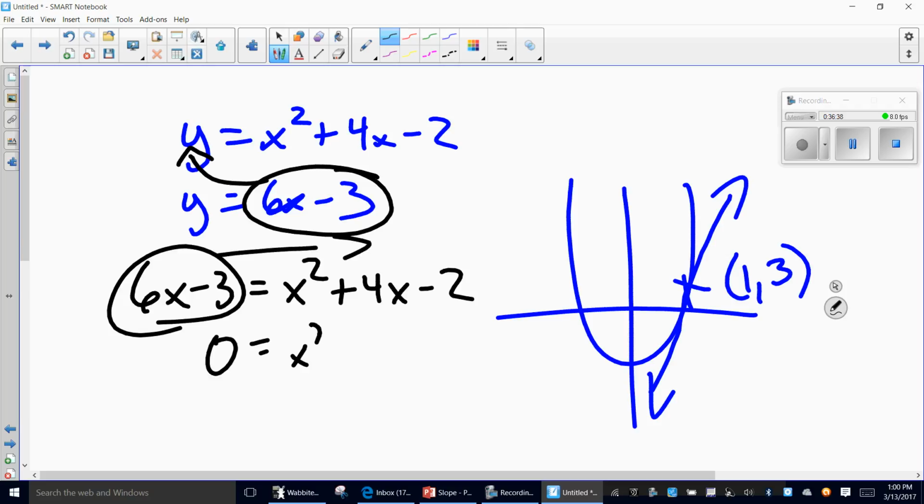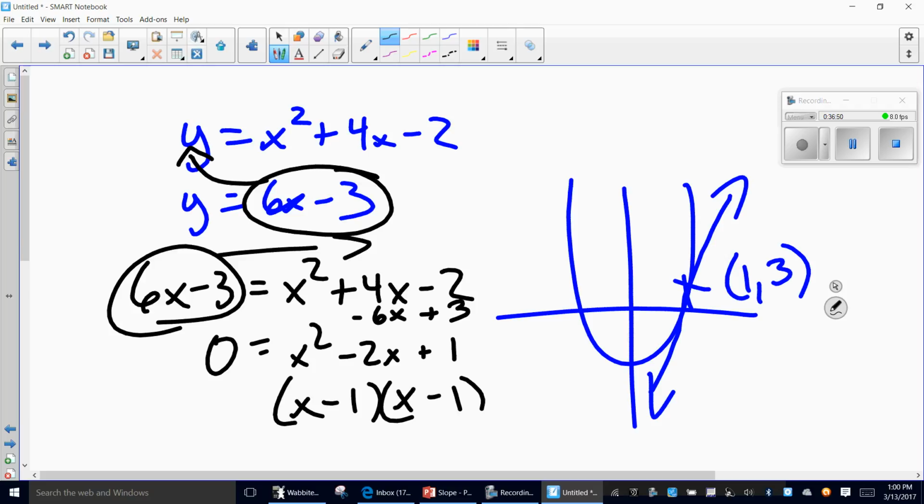So 0 equals x squared, minus 6x and plus 3, so minus 2x plus 1. I'm going to factor that into x minus 1, x minus 1. What does that tell you if they're the exact same thing? So it's just 1x. X is going to be 1. So that gives you your x value. That means there's only going to be one intersection right there.